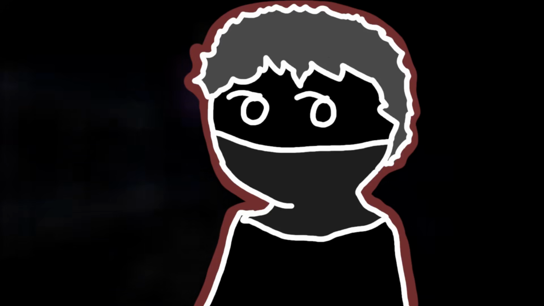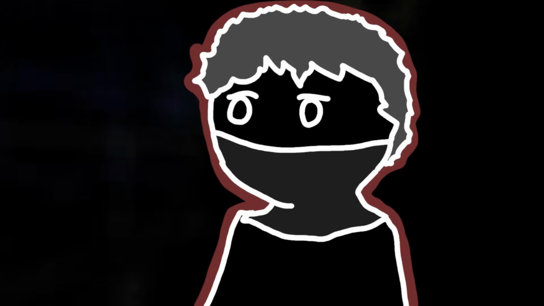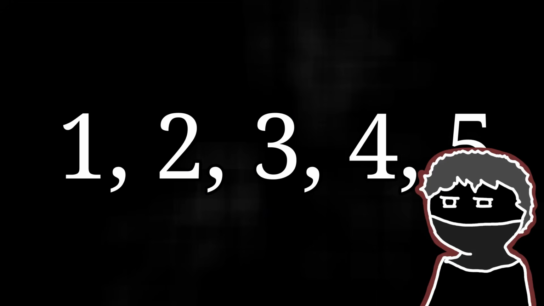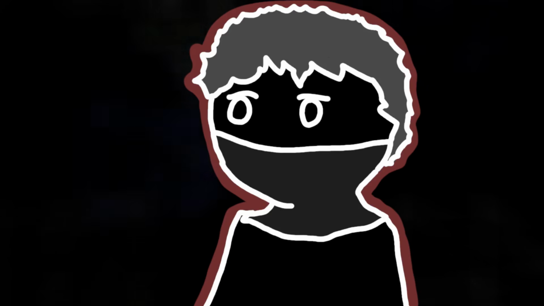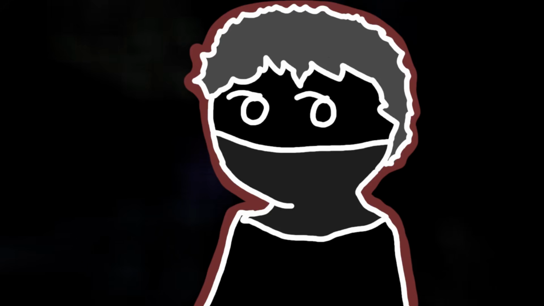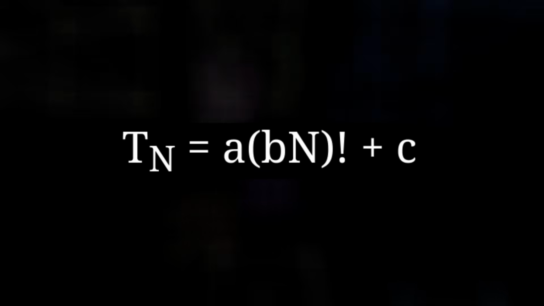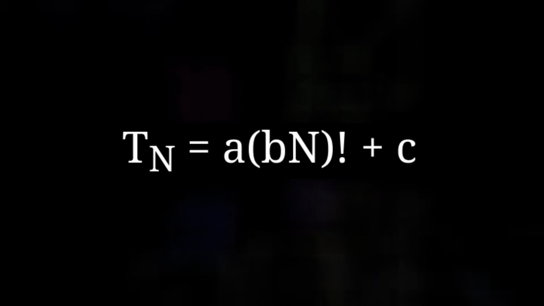Besides the harmonic sequence, we can also modify a linear sequence in another way. Instead of using reciprocation, we can use factorials. So every term in a linear sequence, like 1, 2, 3, 4, 5, can be factorialized, factorialificated. What's the verb form of factorial? Leave it in the comments if you know. To get 1, 2, 6, 24, 120. So the general form of this particular sequence would be t sub n equals n factorial. And if we wanted to generalize it further to any kind of factorial sequence with any vertical offset, we could make it t sub n equals a times b n factorial plus c.